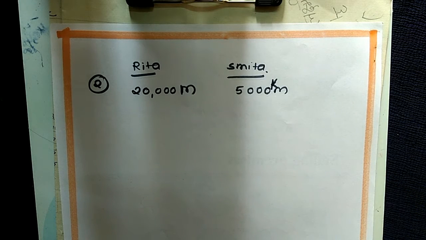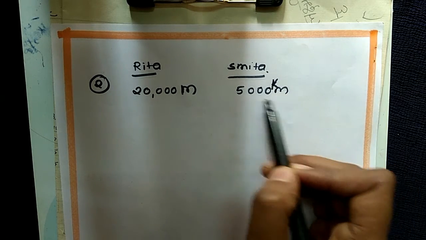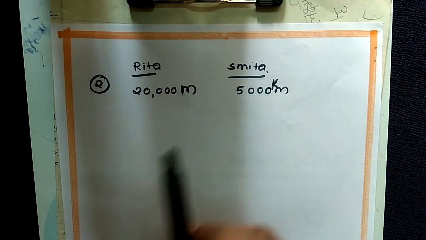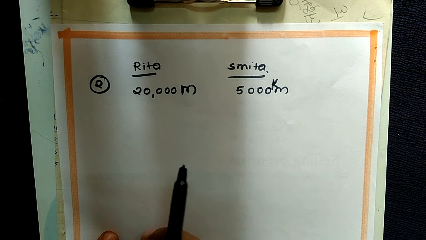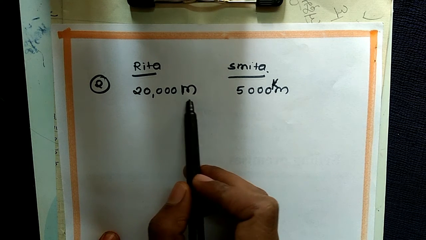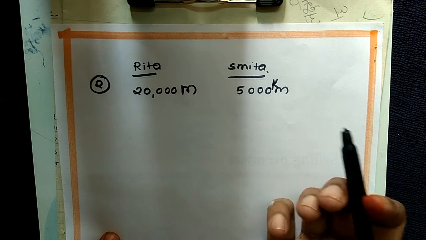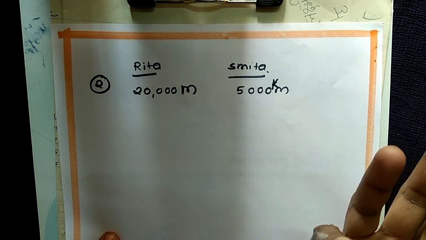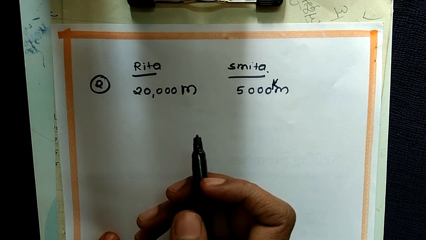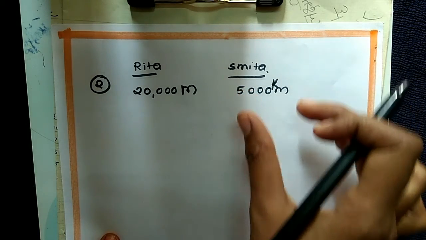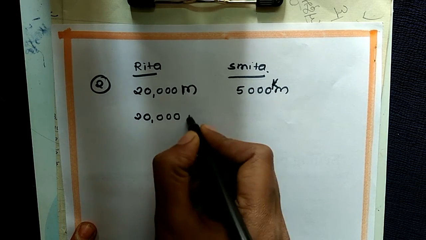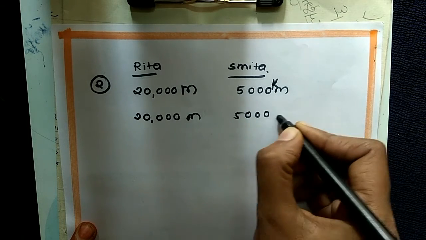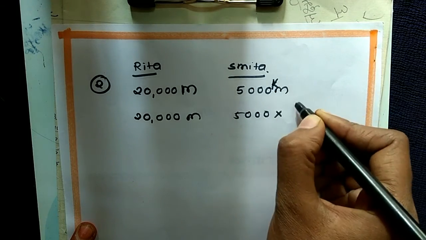So here if we want to compare who has run more, it will be confusing, isn't it? Because here she is telling in kilometer and she is telling in meter. To avoid the confusion, we must convert both quantities into the same unit. So I will convert this 20,000 meter into kilometer, or else you can convert the 5,000 into meter. As per your wish, but I suggest you convert the higher unit into the lower unit so that you can avoid the decimal. So I write 20,000 meter and this 5,000 kilometer you are converting into meter.